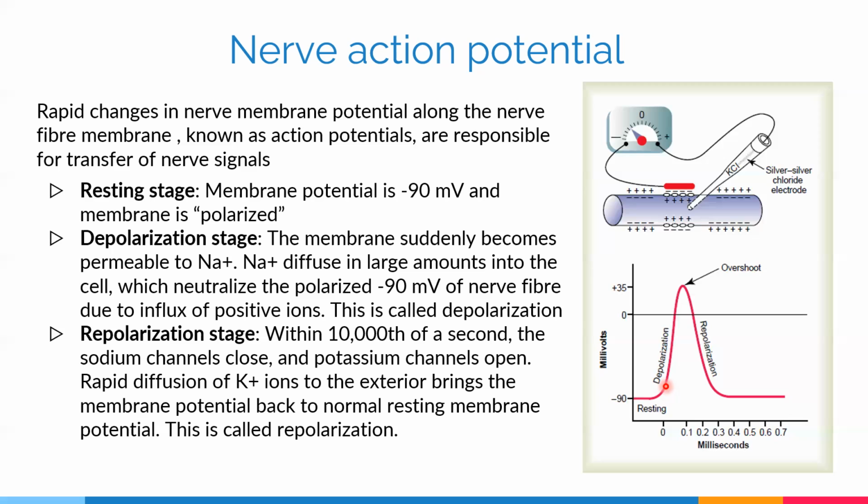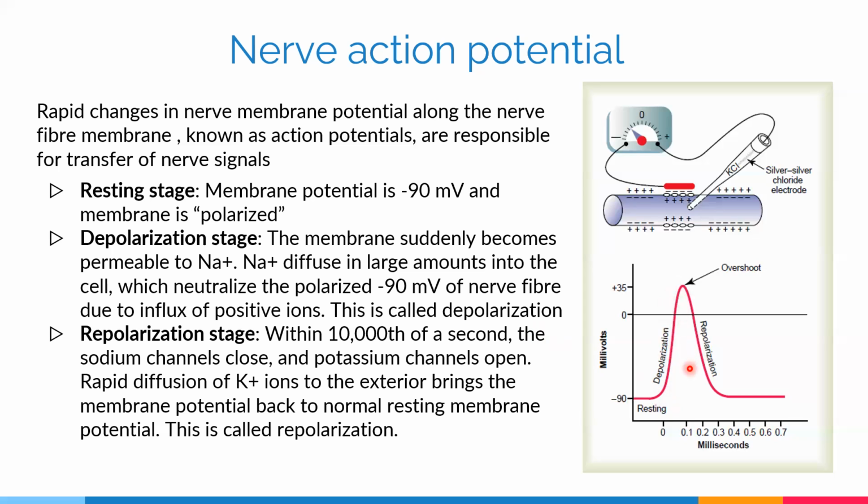As we have seen, the membrane potential is minus 90 millivolts because the inside of the membrane is at a negative potential. But the huge influx of positive ions in the form of sodium ions neutralizes this negative potential, and thus the overall membrane potential rises, and this is known as depolarization. And thus this is the depolarization part of the whole action potential plot.